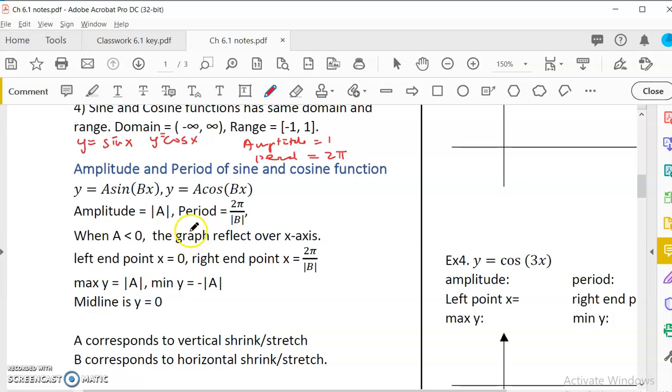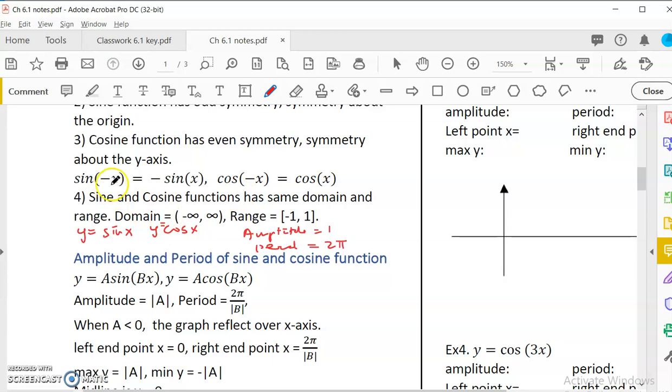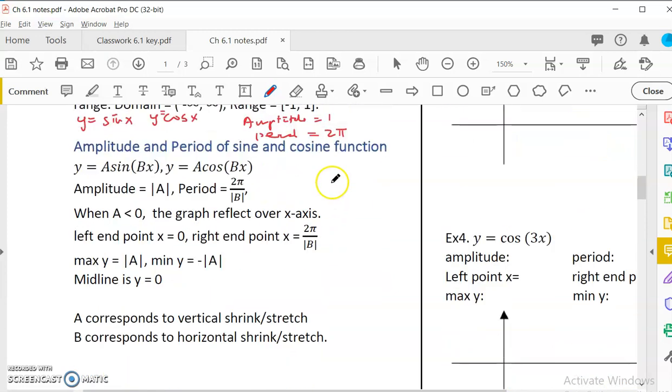These are technically vertical strain and stretch for A, and B corresponds to horizontal strain and stretch. You also might ask me, Ms. Chen, why don't you do absolute value? So what happens if B is negative? In most of the graphs we were given to graph, we don't have B being a negative number. Why? Because if there is a negative x that we need to graph, we can just move it outside for sine because it's the same thing. And for cosine, whether you do positive or negative inside, it does not make a difference. If you graph cosine of negative x and cosine of x, it's the same thing. So we can safely assume that B is always positive.